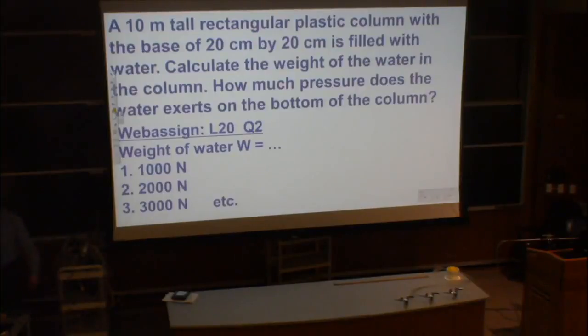And of course, a weight is a force. So nothing new, nothing different every time. We start from a picture which helps us to see what's going on. Square base, tall, rectangular.